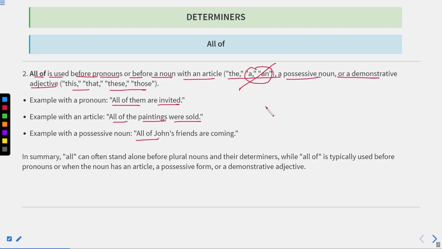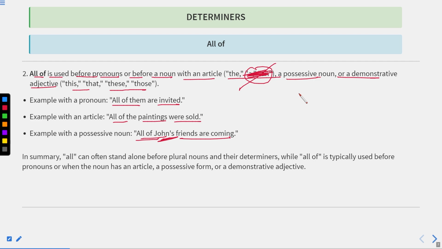when we talk about countable nouns and we are using all with them, they must be plural. But if we are using all with uncountable nouns, obviously they will not be converted into singular or plural. That is why we cannot use a or an with the uncountable nouns as well. So we should skip a and an from here. Okay, all of John's friends are coming. So all of John's friends. Here it is John's, which means the friends of John.